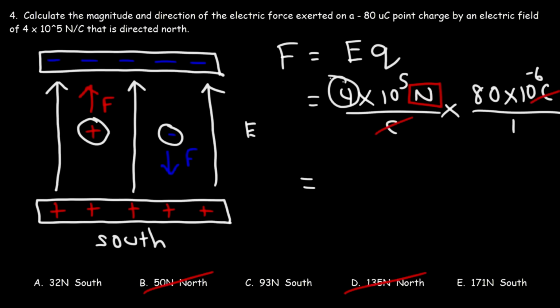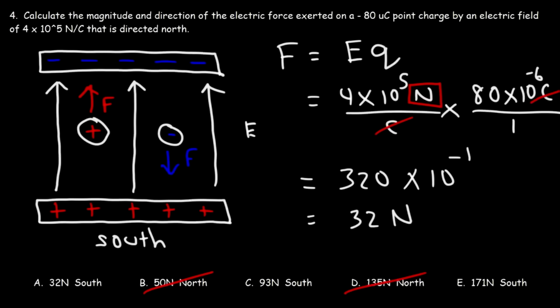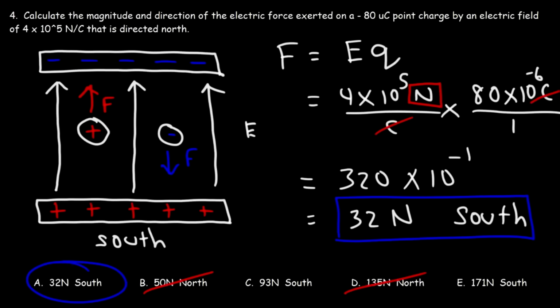So what we have is 4 times 80, which is 320, 10 to the 5 times 10 to the negative 6. You need to add the exponents. 5 plus negative 6 is negative 1. So basically, this is 320 divided by 10, which is 32. So the answer is 32 newtons directed south. So this corresponds to answer choice A.